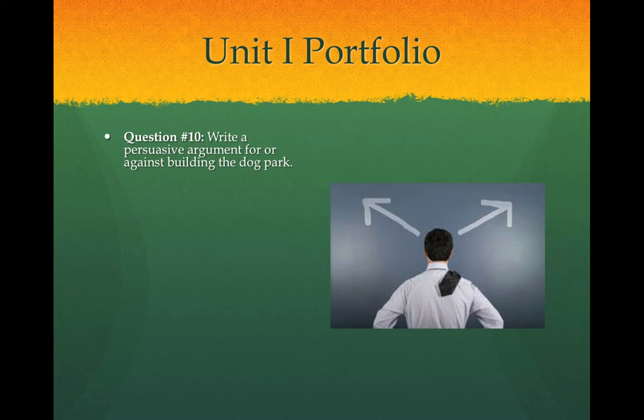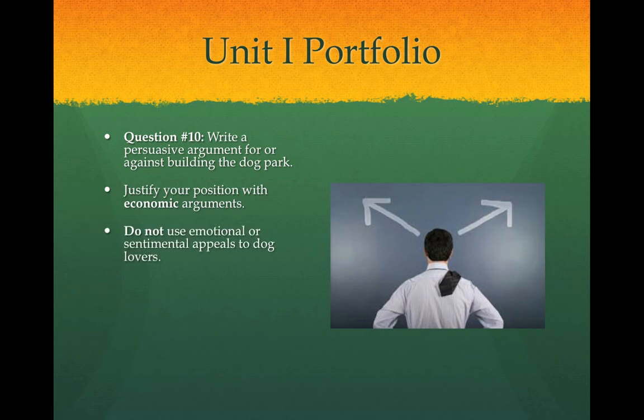And finally, number 10, write a persuasive argument for or against building the park. Justify your position with economic arguments only. Do not use emotional or sentimental appeals to dog lovers. Don't write things like, the poor little dogs need to exercise, and it's inhumane, and that'll get you a 0 on this question for sure.